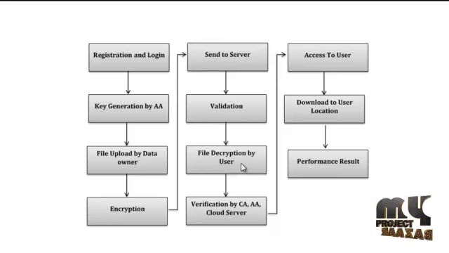So the original file is decrypted and verified by the CA and AA process. After the CA and the third party authentication is verified on our data, this data can be accessed by the user. It means the data consumer can access the original file. After that, this file can be downloaded by the user. So the consumer can download the original file, and after that the performance result is calculated.